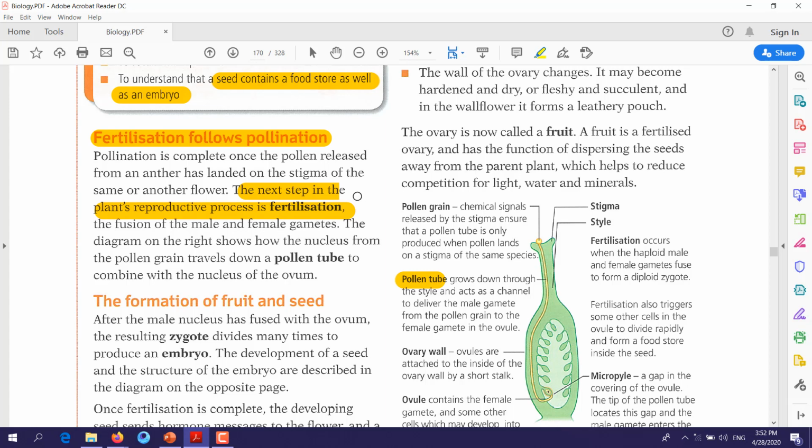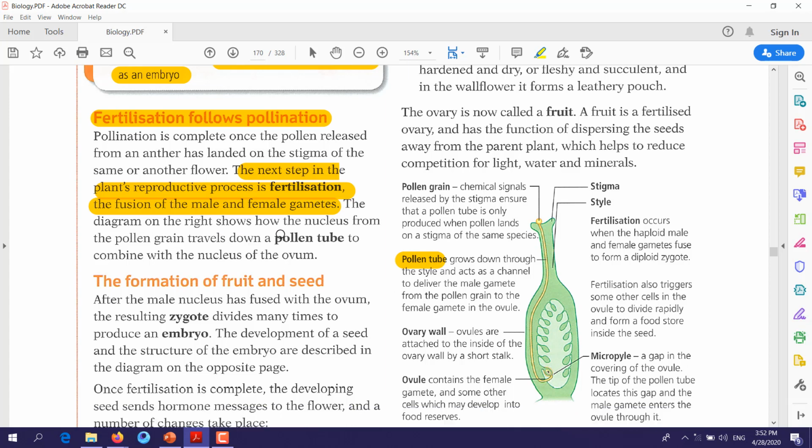What do we mean by fertilization? The definition of fertilization is the fusion of the male and female gametes. When we say the pollen will transfer to the stigma, this is pollination, so what are the parts that are involved in this process? They are the pollen, which goes to the stigma, and then what will happen after landing on the stigma? The pollen tube will form, and then the pollen will fuse with the egg, or with the ovule.